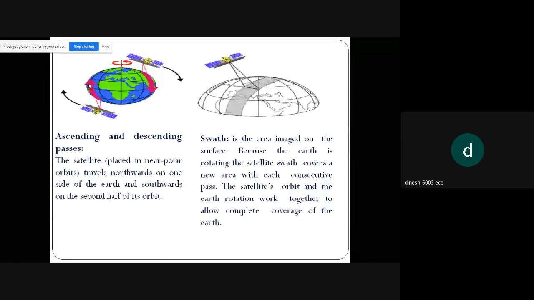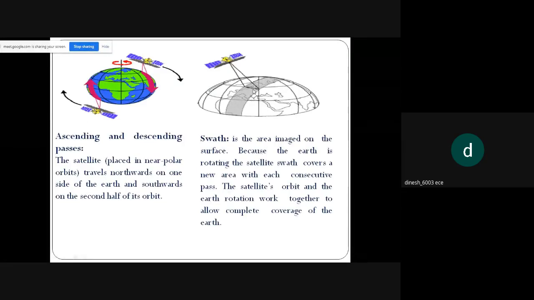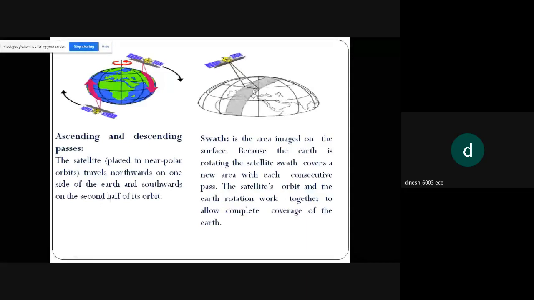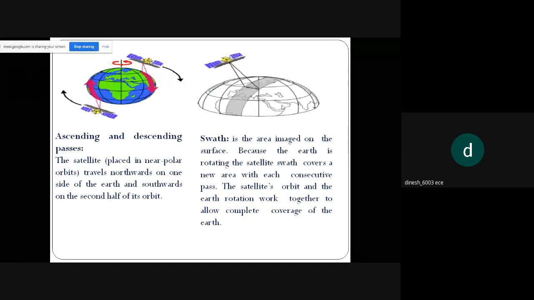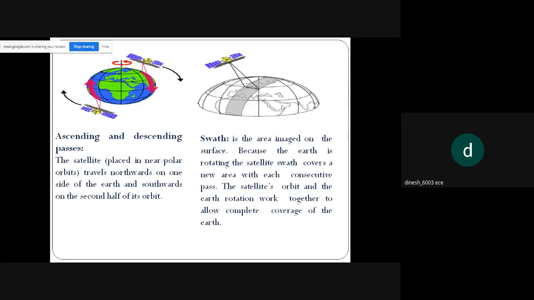Then swath, you can see the area of the image on the Earth that is covered by the satellite. So swath is the area imaged on the surface. Because the Earth is rotating, the satellite swath covers a new area with each consecutive pass. The satellite's orbit and the Earth rotation work together to allow complete coverage of the Earth. So that area which is being covered is your swath.